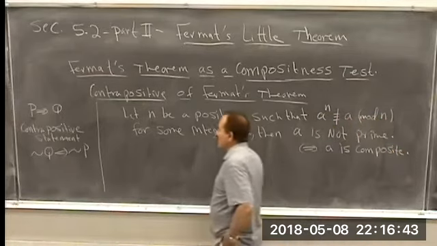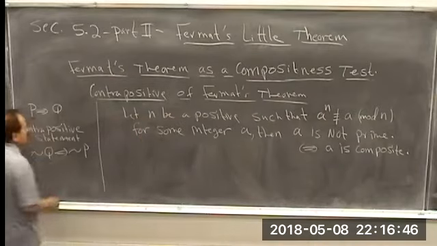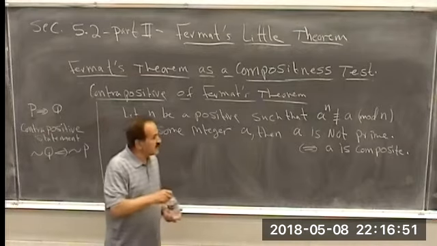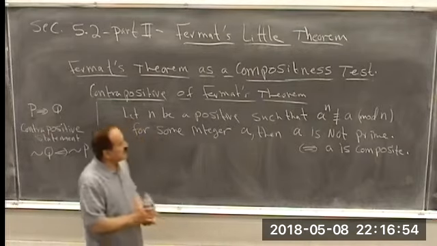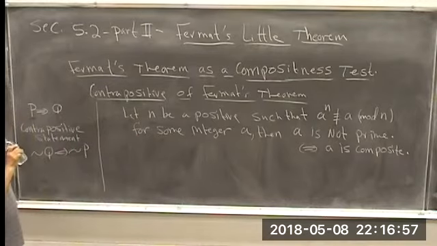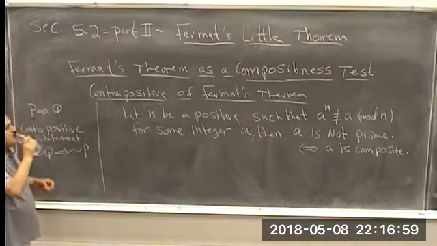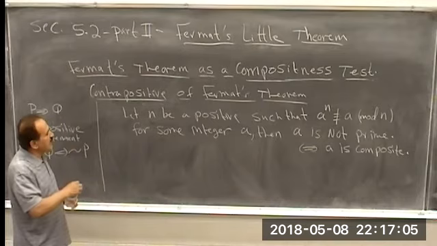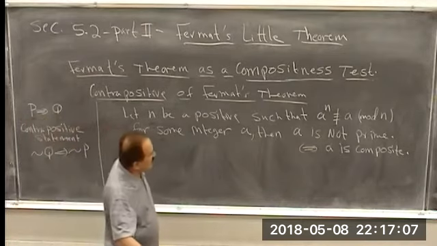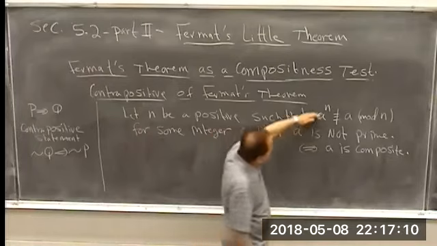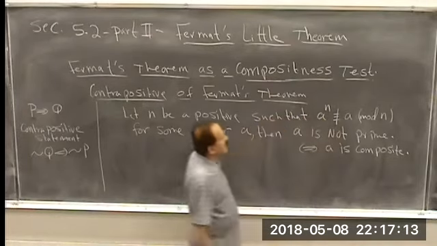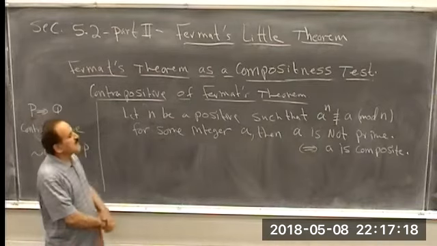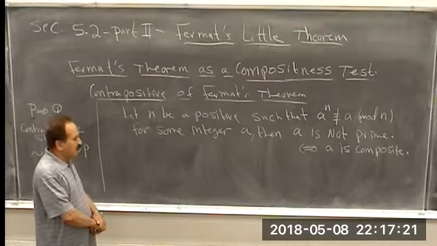And since the theorem and its contrapositive are equivalent, this is a true statement. Now, what does this mean? This means that in order to show that an integer n is composite, all you have to do is come up with an integer a and compute a to the n. If it's not congruent to a mod n, then n is actually composite. Well, if it is, this means that there is a possibility that n is prime.